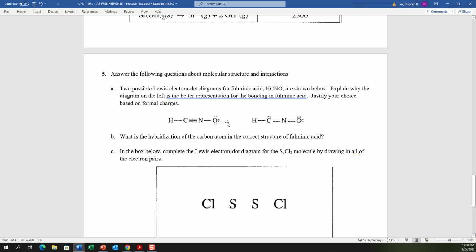So the reason why this is better is because the negative formal charge is on the more electronegative element. So it has the same amount, right? We don't have a formal charge where they're all zeros, but remember, if you're ever going to have any negative formal charge, it's got to be on the more electronegative element, and that's why this one's better.